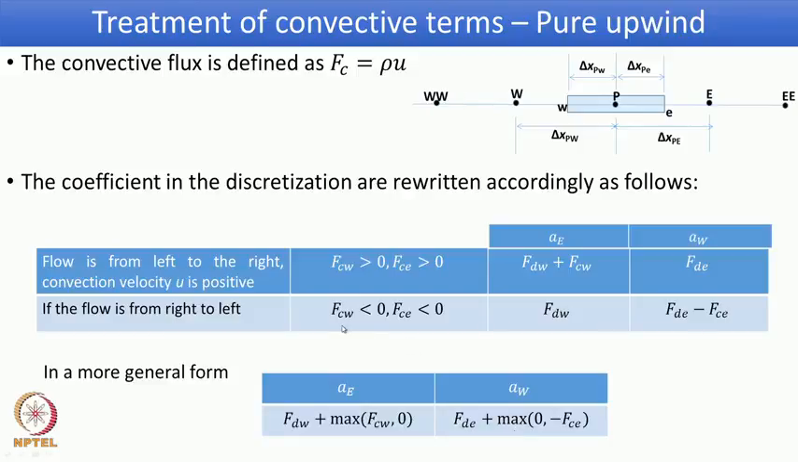then F c e will be negative and minus F c e will be positive. So, we have again the condition max of 0 comma minus F c e and the diffusion coefficient contribution. So, this condition, that is defining max of 0 and the other value, minus F c e or F c w, will automatically switch inside the code. We do not have to do anything manually externally.